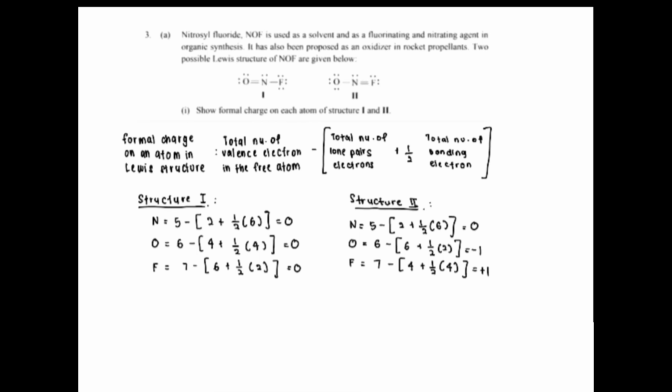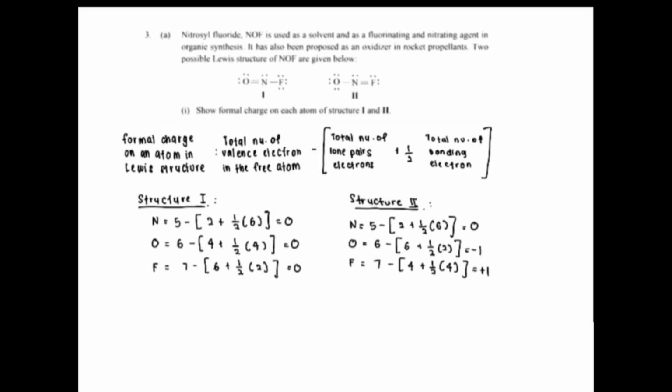For structure 1, for the nitrogen atom, there are 5 valence electrons minus the 2 lone pair electrons, as you can see, plus half of the 6 bonding electrons. For oxygen, 6 valence electrons minus the 4 lone pair electrons plus half of 4 bonding electrons is equal to 0. Also for fluorine, 7 valence electrons minus 6 plus half of 2 is equal to 0.